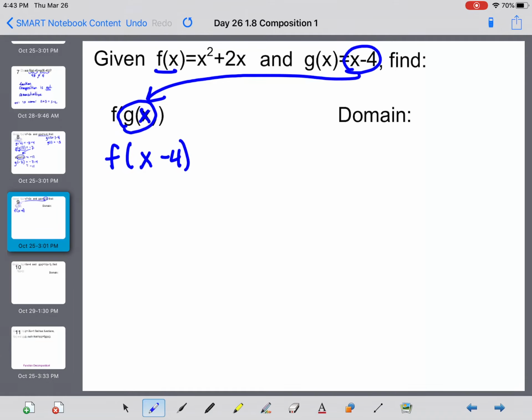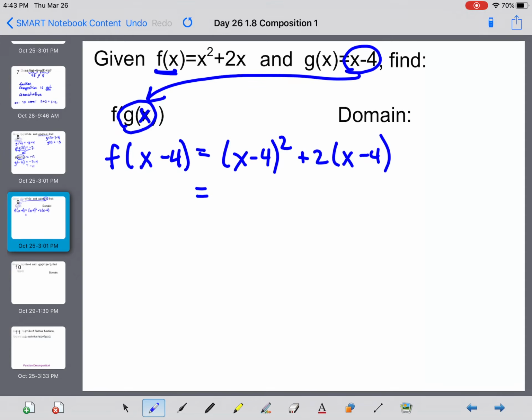So that tells me go to my function f, and wherever there's an x, I'm going to replace it with the quantity of x minus 4. So if I have x squared, that means I'm going to have x minus 4 quantity squared. And if I have plus 2x, then that would be 2 times x minus 4.